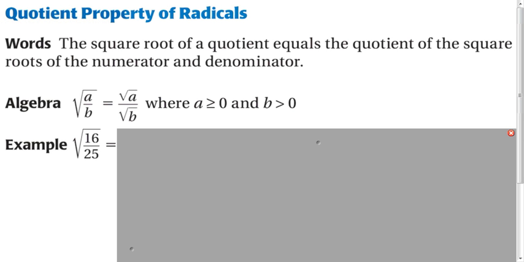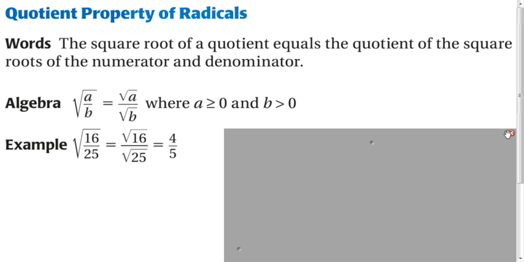So here's the quotient property for radicals, very similar to what we learned about the product property. And here's an example. We can rewrite the square root of 16 over 25 as the square root of 16 over the square root of 25. The square root of 16 is 4. The square root of 25 is 5.